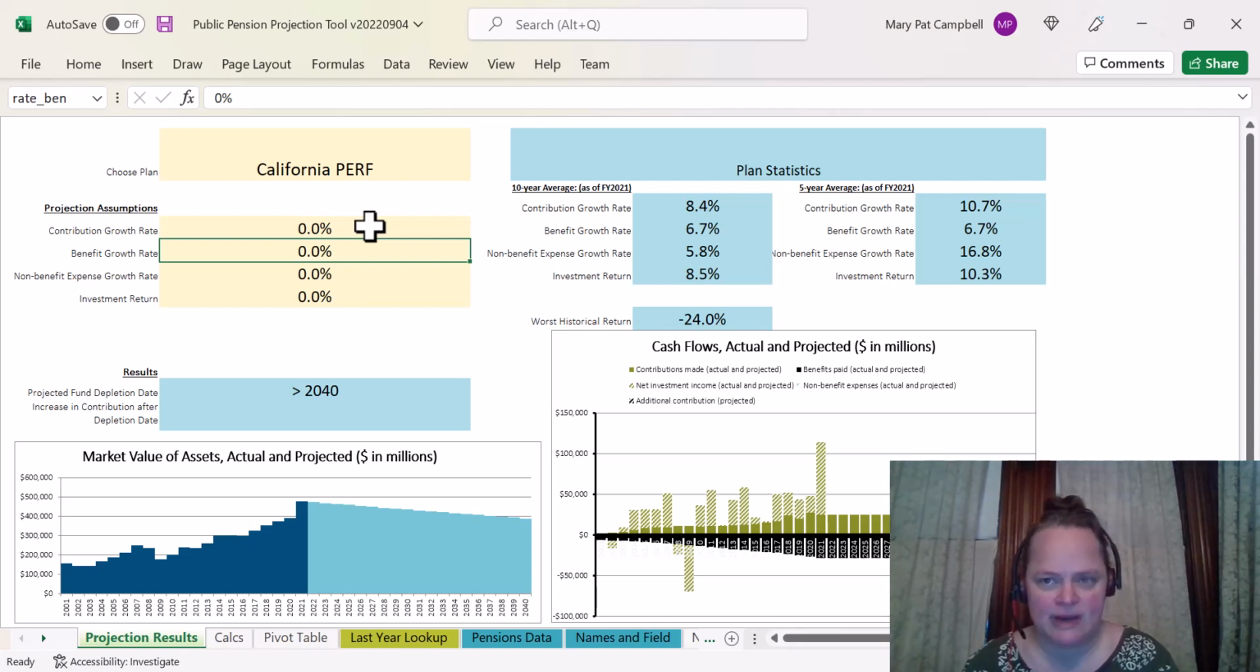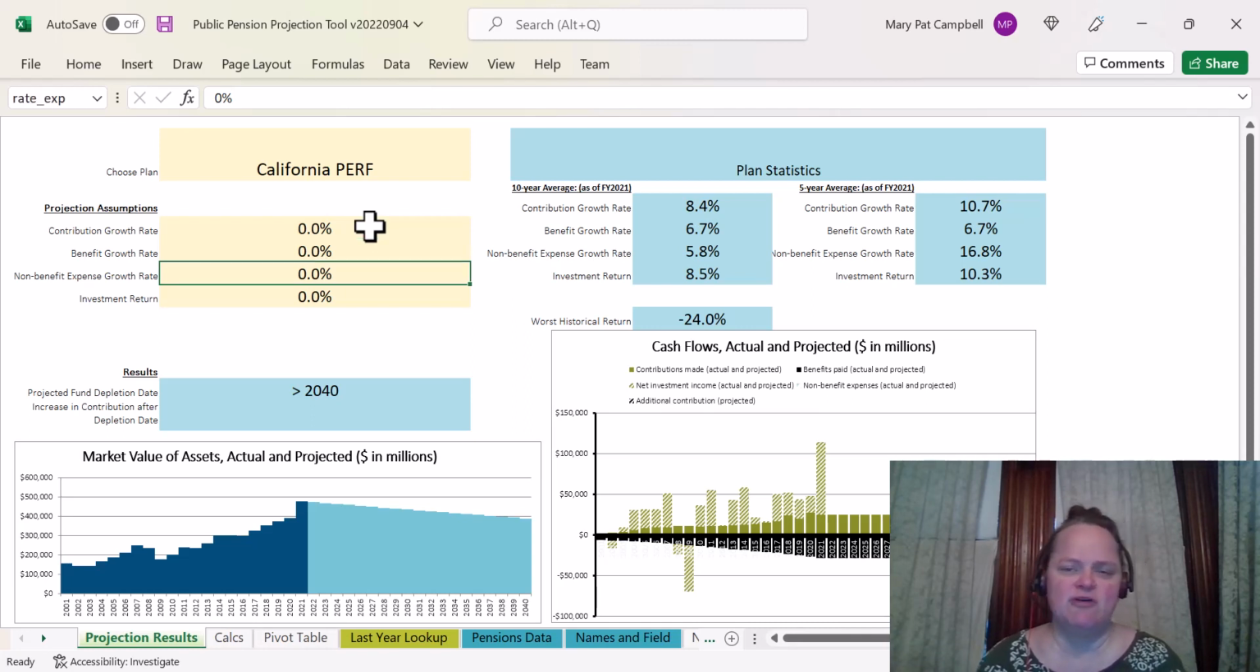Benefit growth rate. So this is the cash going out to pension benefits. Non-benefit expense growth rate. In general, I recommend just leaving that at 0. I put that in there because non-benefit expenses are a cash flow item. So this is everything that's going out that's not the pension benefits. It tends to be a very small amount, and when we look at the graph, you can barely see it.